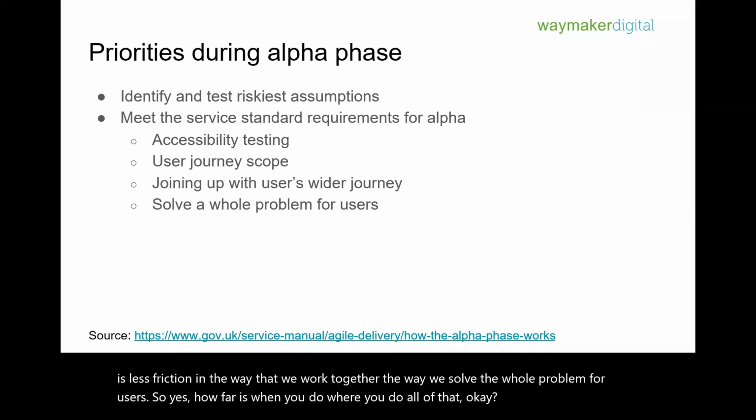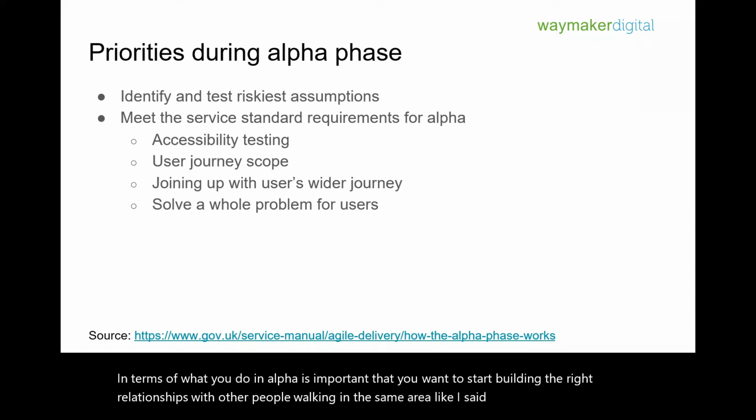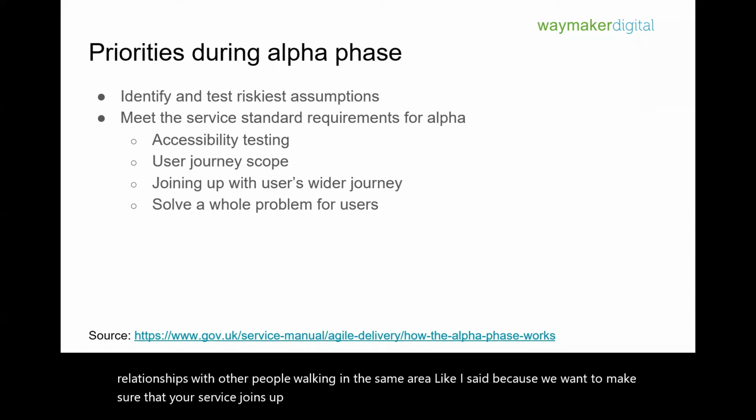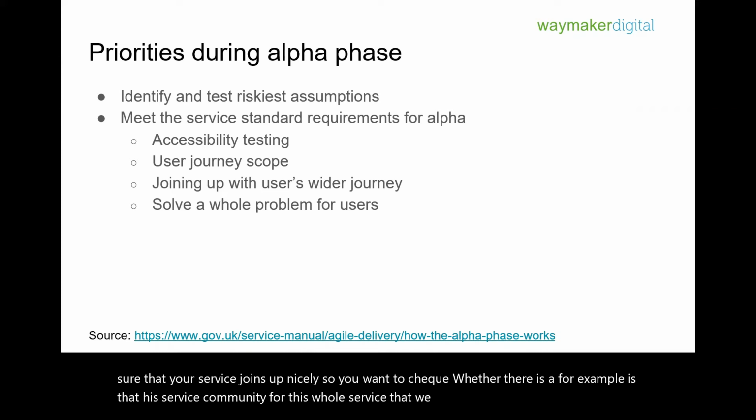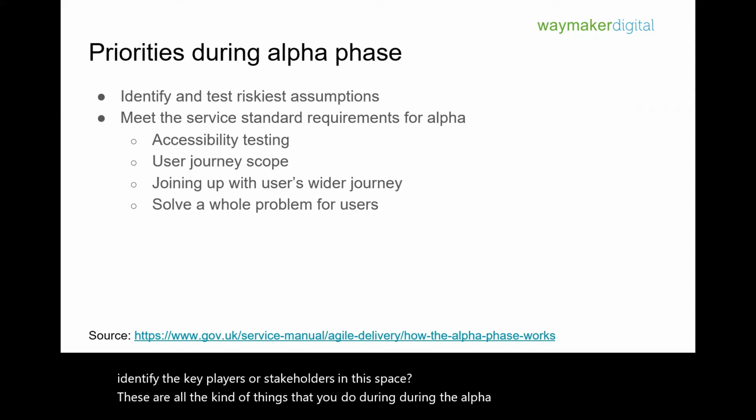In terms of what you do in alpha, it is important that you start building the right relationships with other people working in the same area, because you want to make sure that your service joins up nicely. So you want to check, for example, is there a service community for this whole service that we need to be a part of? Is there a forum where we can connect to identify the key players or stakeholders in this space? These are all the kind of things that you do during the alpha phase, in terms of priorities.